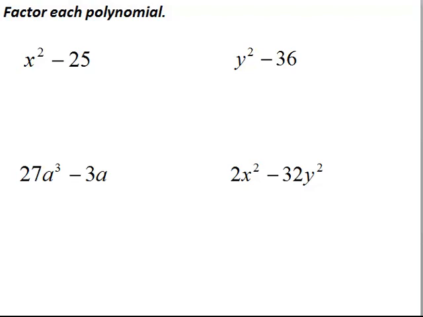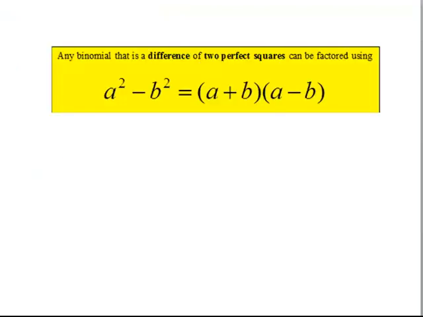We're asked to factor each of the given polynomials. But before we do this, let's take a look at the rules for this. We recognize this to be a difference of two perfect squares. So in this case, it states that any binomial that is a difference of two perfect squares can be factored using the following form: a squared minus b squared equals a plus b times a minus b.